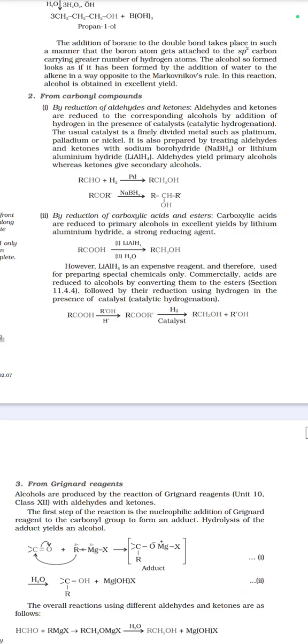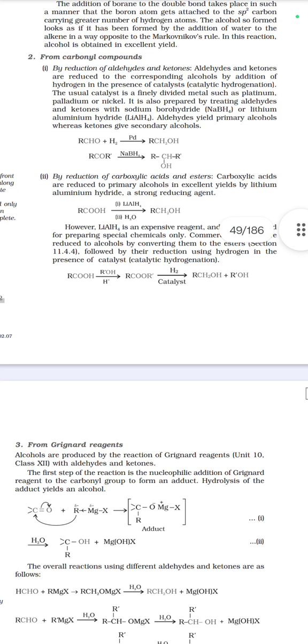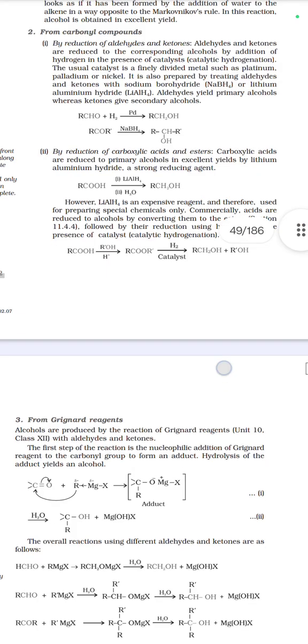Aldehydes and ketones are reduced to the corresponding alcohol by addition of hydrogen in presence of a catalyst. The usual catalyst is a finely divided metal such as platinum, palladium or nickel. It is also prepared by treating aldehyde and ketone with sodium borohydride NaBH4 or lithium aluminum hydride LiAlH4. Aldehyde yields primary alcohol whereas ketone gives secondary alcohol.